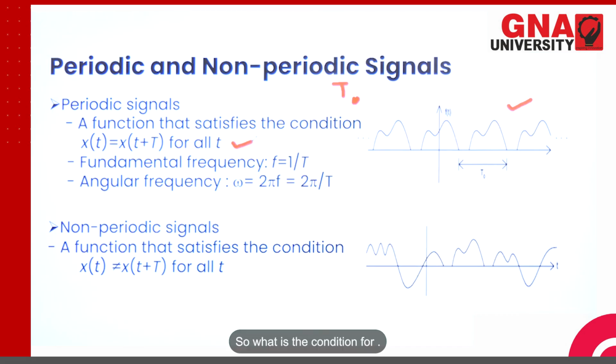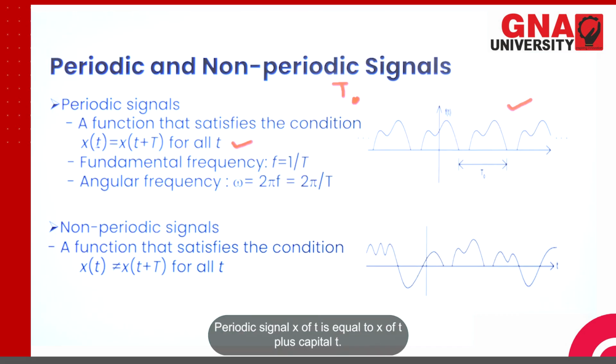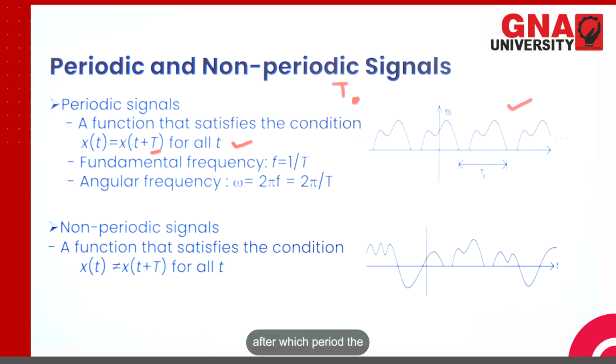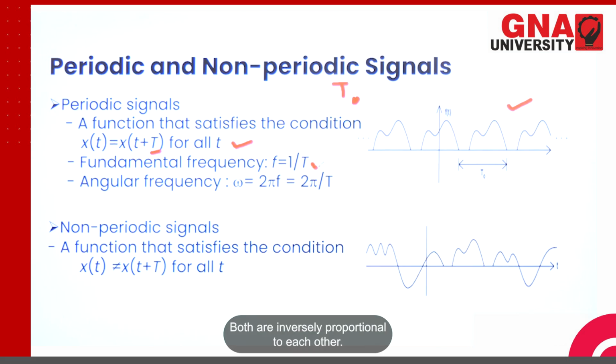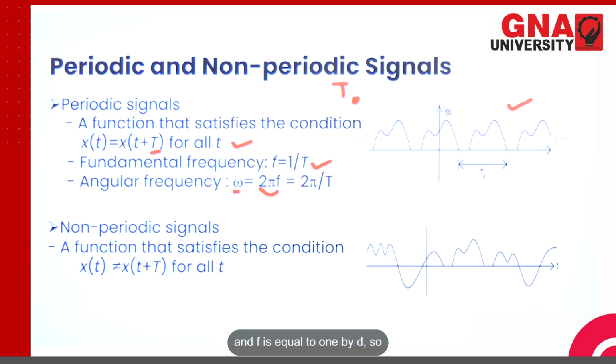So what is the condition for a periodic signal? x of t is equal to x of t plus capital T. This capital T is called the fundamental period or fixed period, after which the signal repeats itself. The frequency and time period are inversely proportional to each other. As we know, angular frequency omega is equal to 2 pi f and f is equal to 1 by T. So the formula becomes 2 pi by T.